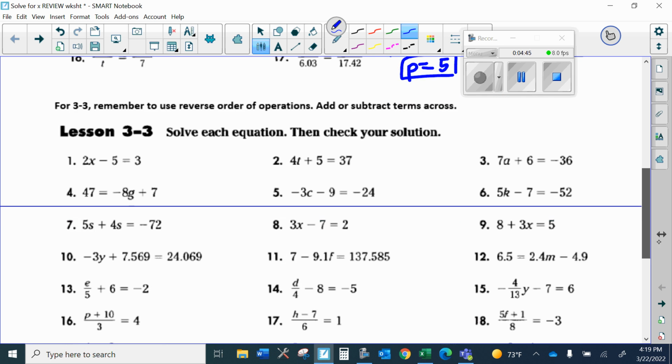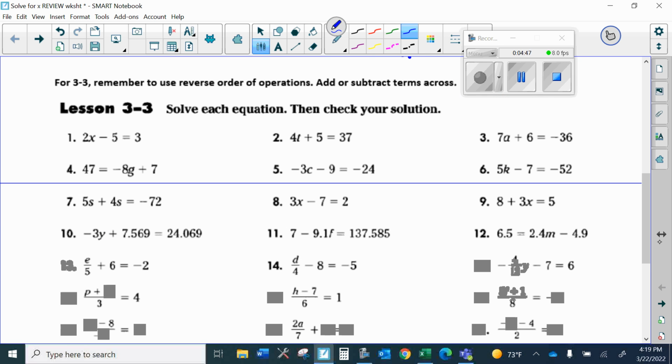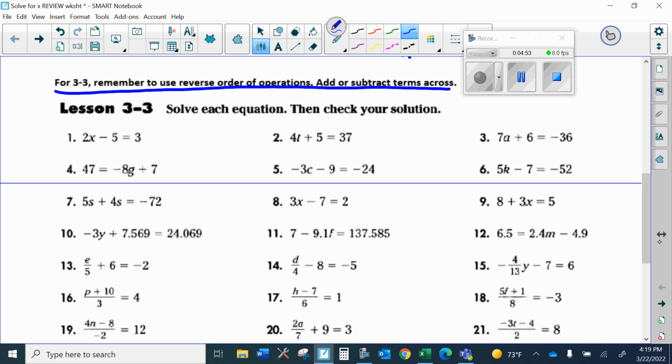Okay, let's go ahead and go down to the bottom portion. Notice I've given you a hint here. Just like my directions are usually on the right side, I didn't have room on the right side, so I just typed them right there. Remember, use reverse order of operations. Reverse PEMDAS. Same thing. That's called the reverse order of operations.